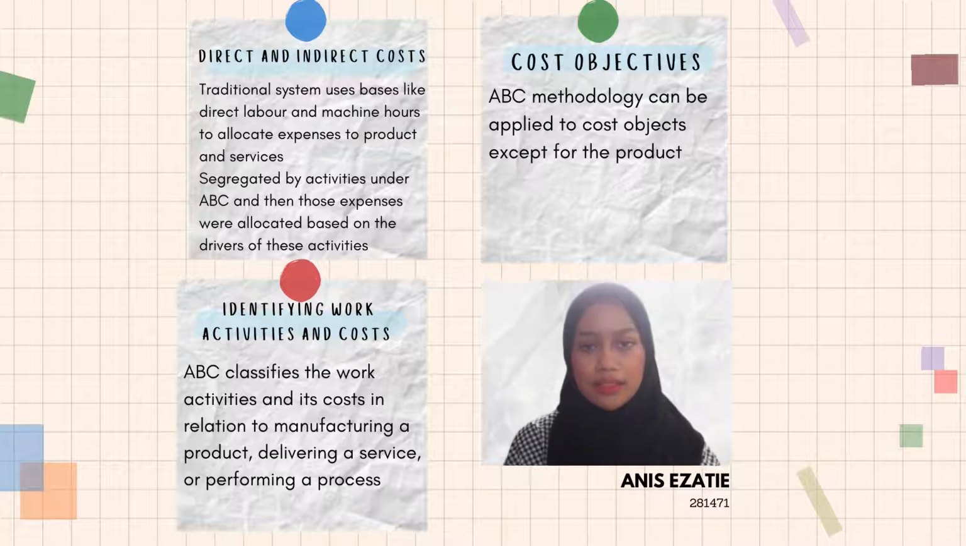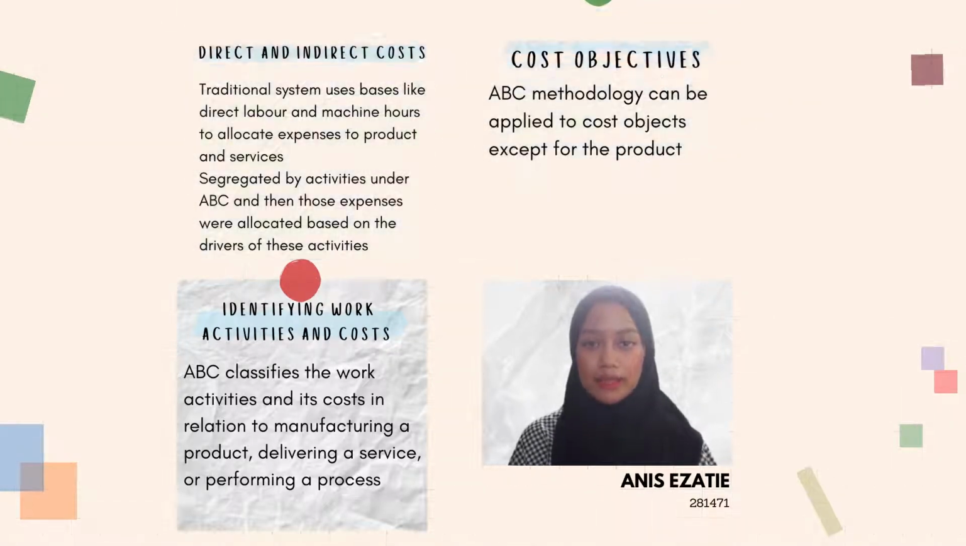Under cost objectives, the ABC methodology can be applied to cost objects other than the product. Furthermore, when identifying work activities and costs, ABC classifies the work activities and their costs in relation to manufacturing a product, delivering a service, or performing a process, which helps to fill in the gaps of the traditional costing method.